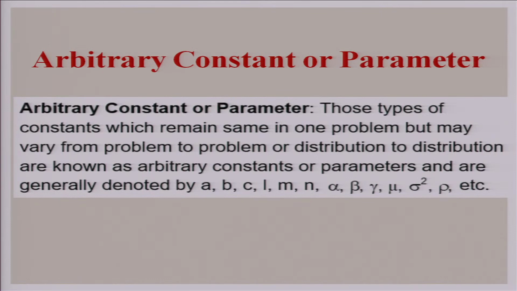Now the arbitrary constant. Another type of constant is the arbitrary constant, or we sometimes use the word parameter. Generally we use parameter for population parameters like mean, median, standard deviation. Arbitrary constants are those types of constants which remain the same in one problem but vary from problem to problem or distribution to distribution. Arbitrary constants are generally denoted by a, b, c, l, m, n, alpha, beta, gamma, and mu, sigma squared, rho, etc. These are the notations we use.